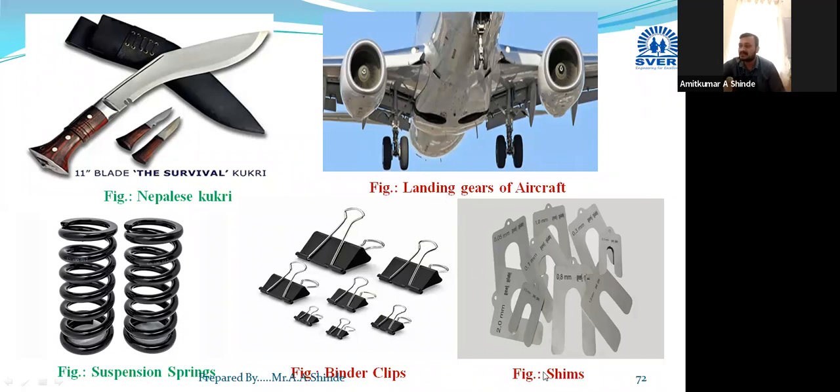Then these are shims. These shims are used for measurement purposes. Small sizes, 2 mm thickness, 0.05 mm, 0.01, 0.1, 0.2. Very small thicknesses are provided in this shape to measure a thickness or some gaps, for precise measurement. These are termed as shims, and these shims are manufactured from spring steels only. Nepalese kukri, then the landing gear of aircraft, then suspension spring, binder clips, these different kinds of shims.